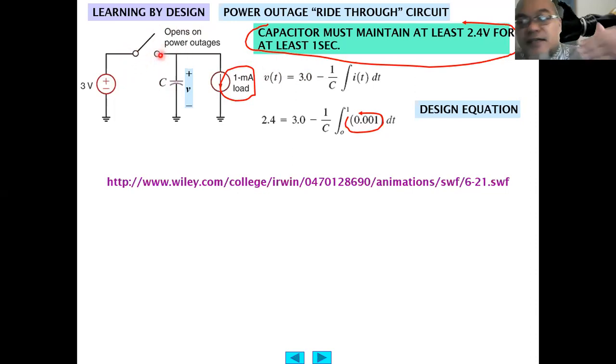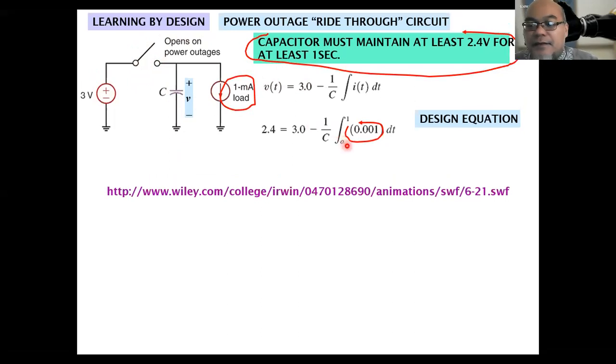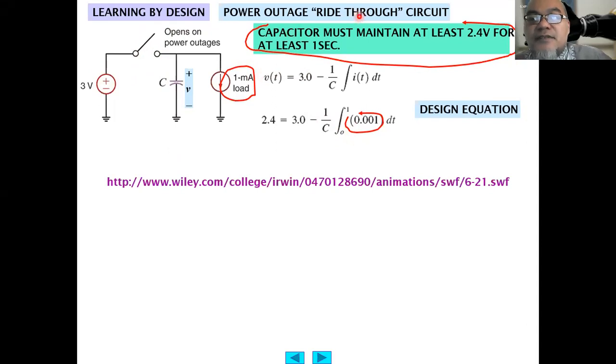So initially it is connected, so the 3 volt will charge the capacitance. Okay, when there is a power outage, this will shut off. The power outage is simulated by the switch being turned off. So this functions like an energy storage. Then the capacitor must maintain at least 2.4 volt for at least 1 second, so that this load is not broken due to sudden power outages.